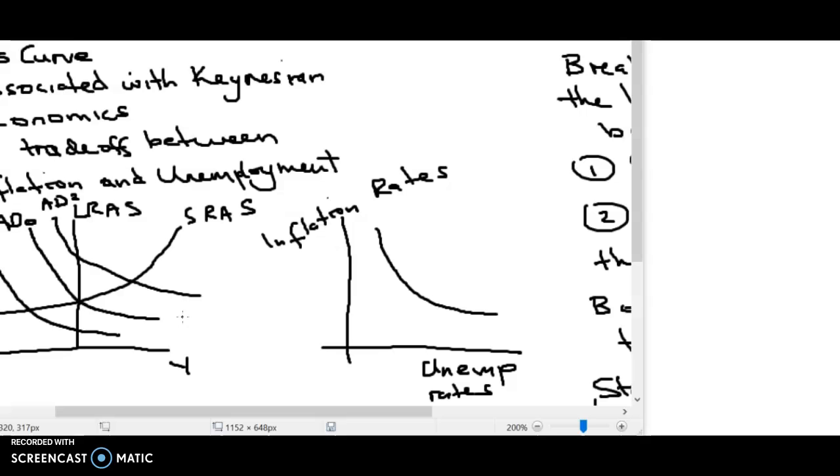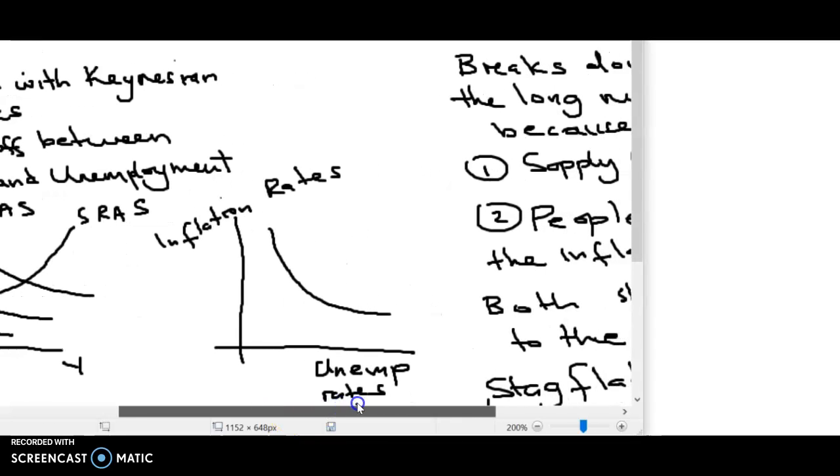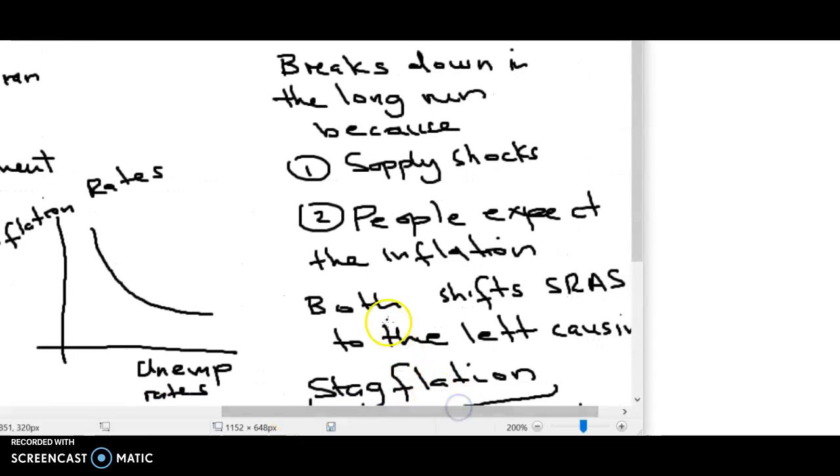Okay, so what A.W. Phillips did was look at 60 years of data for England, and what he found was that the theory suggested by Keynes was actually true. What he saw here is that when inflation is high, unemployment is low, and you see here that is a downward sloping Phillips curve. However, when we look in the 70s, the relationship broke down.